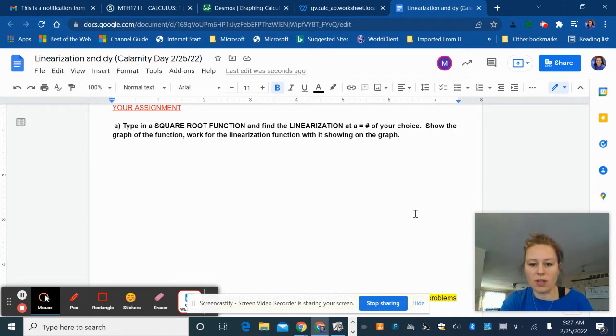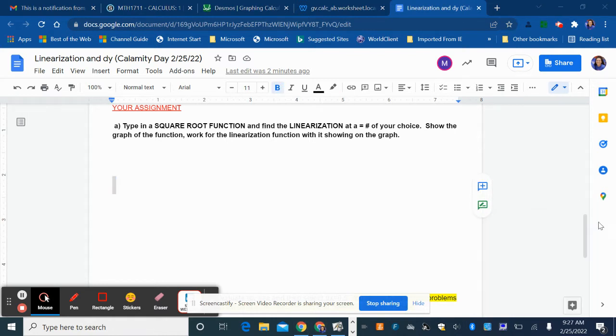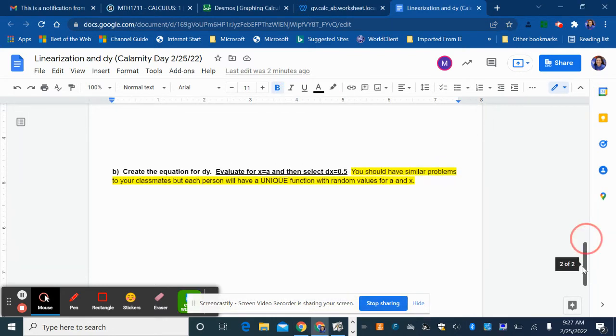And then also do part B, which would be find dy. So I think that's typed in here, but I don't know what happened to my cursor. Okay, so yeah, there's part B.